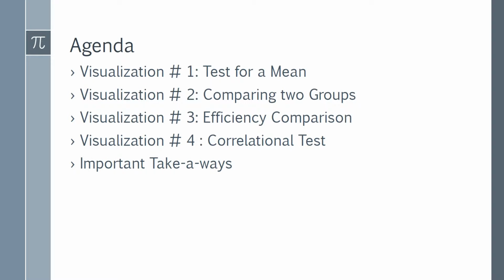On the agenda, we have visualization number 1, test for a mean; visualization number 2, comparing two groups; visualization number 3, efficiency comparison; visualization number 4, correlational tests; and the important takeaways.